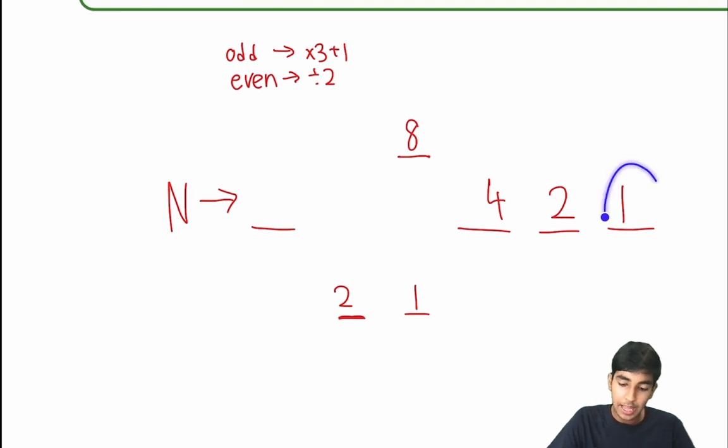Because over here we discovered that times 3 plus 1 would mean the previous value is 0, but that's not possible. So we already discovered that if the last value is 1, the previous value must be 2.